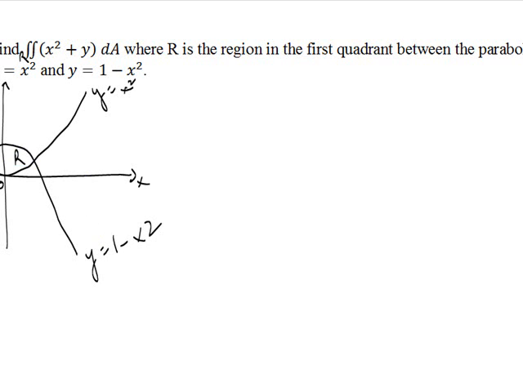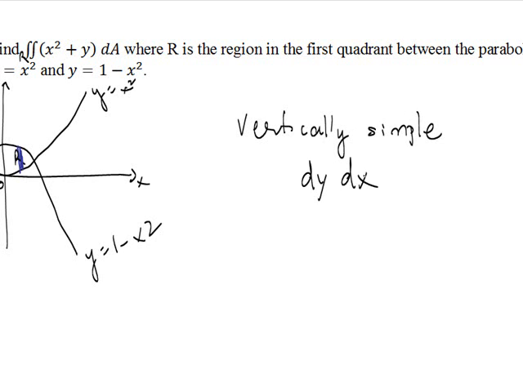And so it should be, let's see if it will be vertically simple. So put a vertical strip. And that works. Move it throughout the region. The bottom is always on the curve x squared. The top is always on the curve 1 minus x squared. So we want this to be vertically simple. And vertically simple means dy dx. Remember that, okay?